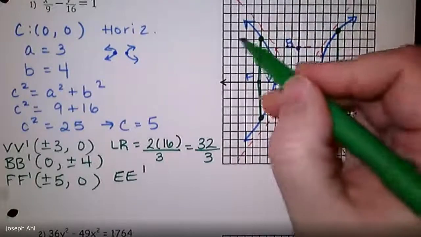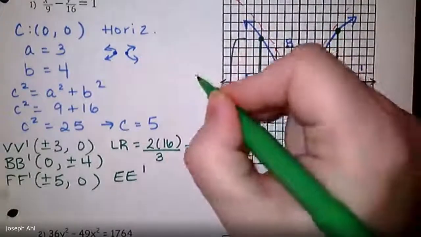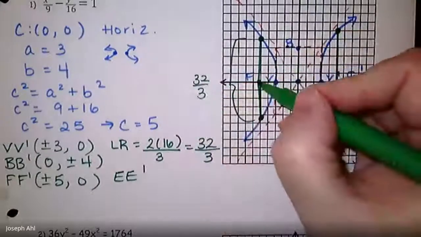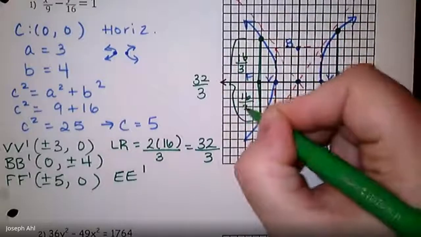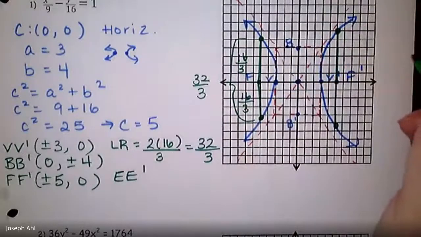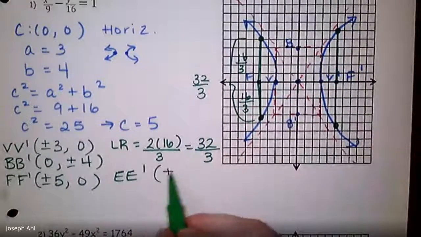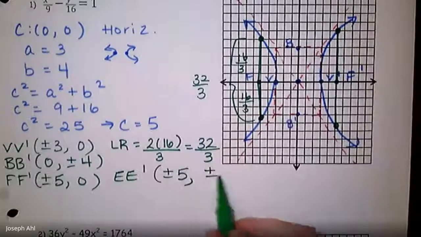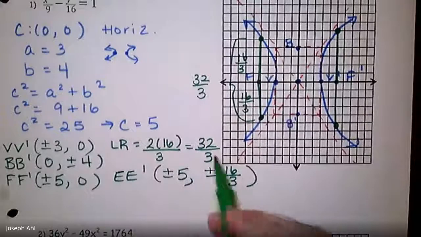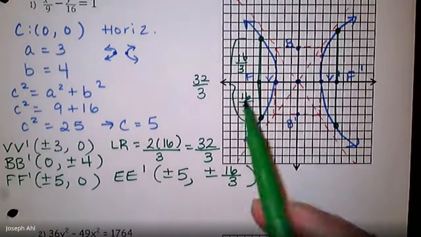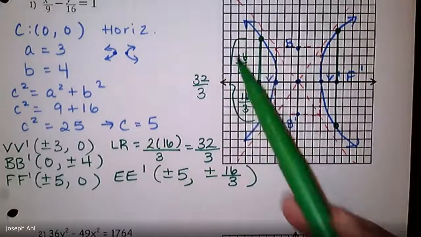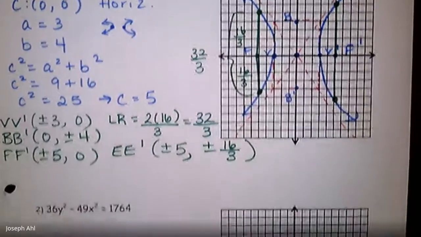If this whole thing has a length of 32/3 through the focus, we have to go up 16/3 and we have to go down 16/3. So from that focus, from that plus or minus 5 location, you have to go up and down plus or minus half the length of the LR. This is a process that looks familiar to us because it's the same idea as what we did with the ellipse. As with the ellipse, I don't usually write all these numbers in here. It's just to help you get started.